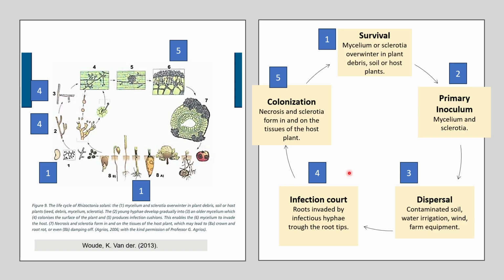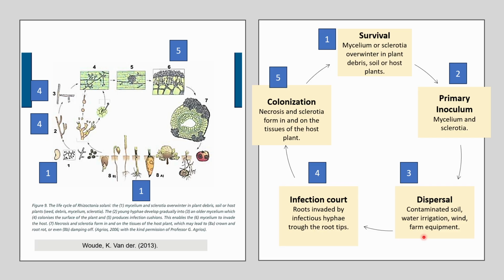About the dispersal, this disease can be spread by contaminated soil if we're moving soil, by irrigation water, wind, and also farm equipment. For example, if the soil is wet and there is farm equipment, that soil can be in the tires, and then maybe this equipment can be moved from one place to another, and that's how you are moving the soil.